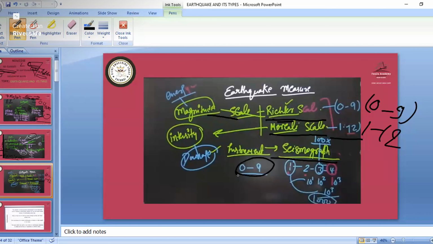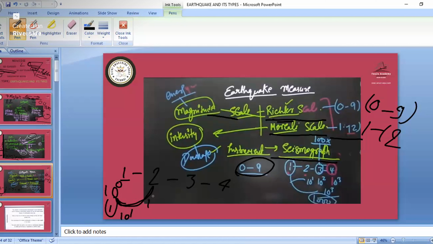So see, this Richter scale is measured from 0 to 9. So here what is happening? Suppose you take these lines 1, 2, 3. If this 1 means it is 10 to the power 0, so that is 1. After that, from here to here, the magnitude gap will be 10 to the power 1. So that will be multiplied.